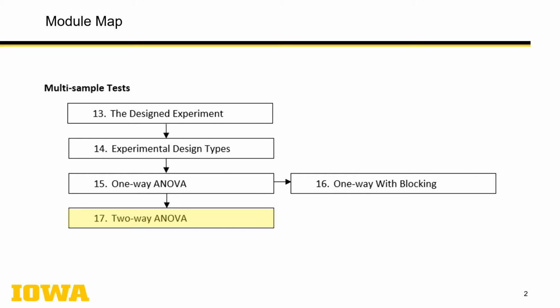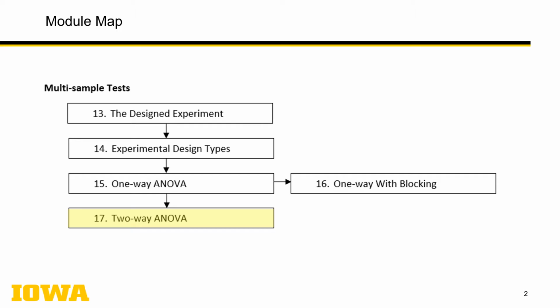So you can see from the module map that we are now at the end of the series associated with multi-sample testing. And this is as far as we'll go. There are additional types of analyses that can go beyond this two-way concept, but this is as far as this series will take you, under the assumption that much of what is performed in a lab or field-based setting is rarely going to involve more than two factors at any given time. And so we'll start here.